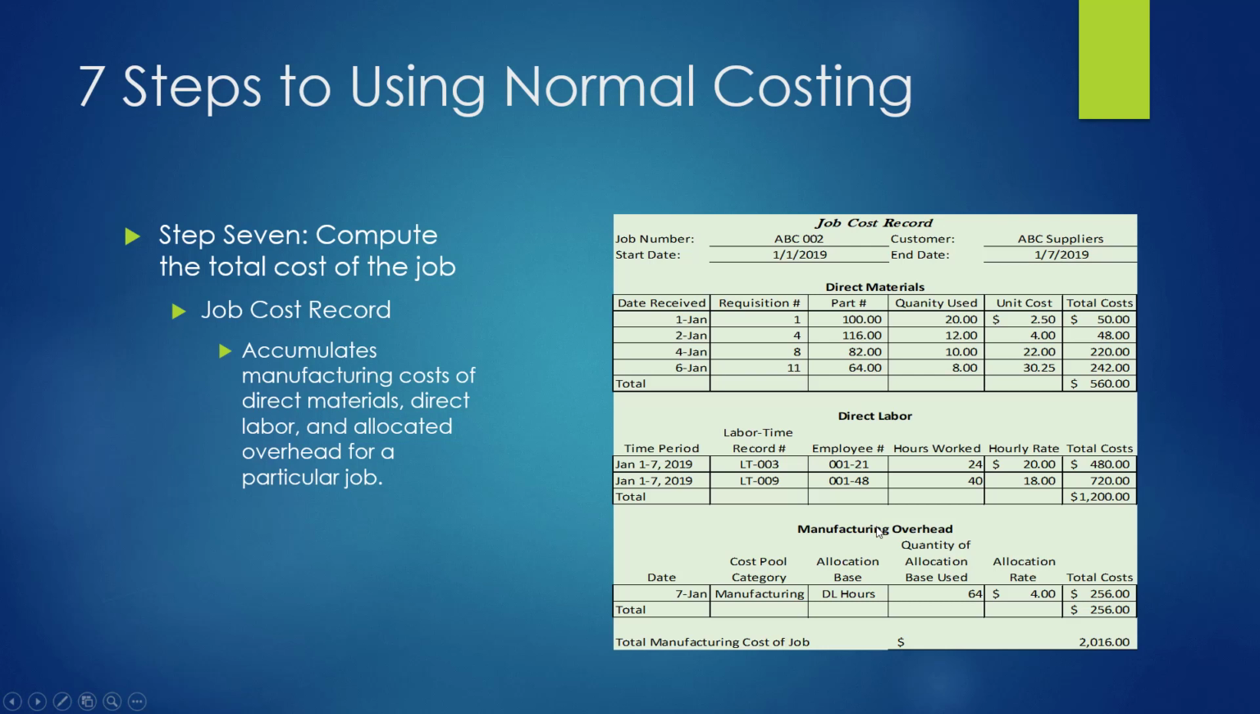And then lastly, we allocated $256 of overhead costs to this job, based upon the predetermined overhead allocation rate of $4 per direct labor hour and the actual quantity of the allocation base that we used, direct labor hours, 64. 64 times 4 is 256. And in total, this job cost $560 plus $1,200 plus $256, a total of $2,016 was this company's cost to complete the shed for ABC suppliers.